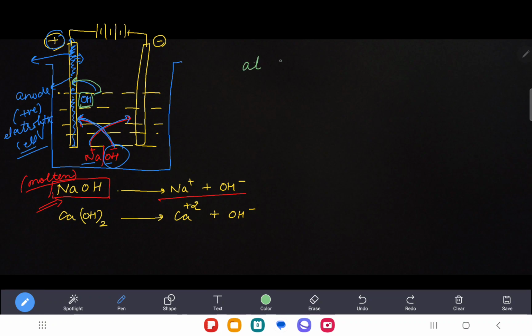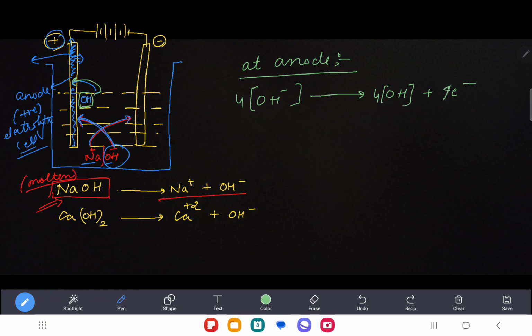So what is happening at anode? At first we write down what is happening at anode. One OH negative becomes OH neutral by releasing one electron. But when it is a case of OH negative, you have to send 4 OH altogether. Always, whenever you have to send OH, always send 4 OH together, so that you make 4 OH neutral, so that you have 4 electrons lost.